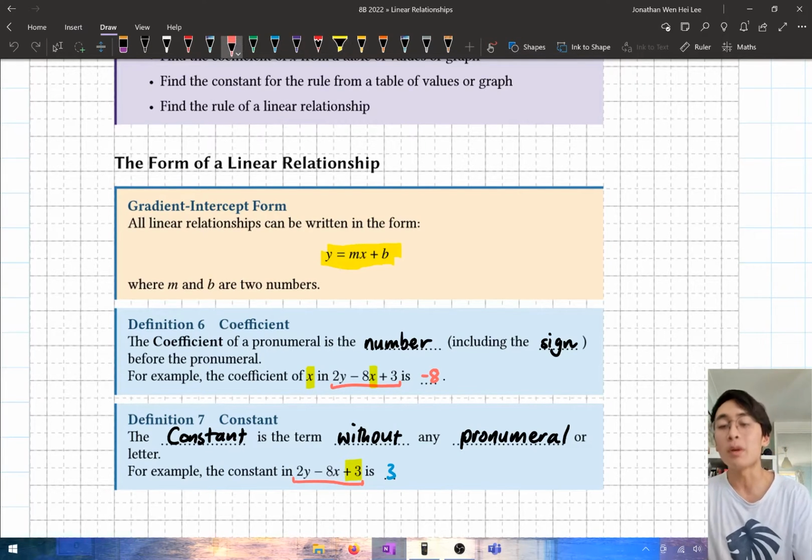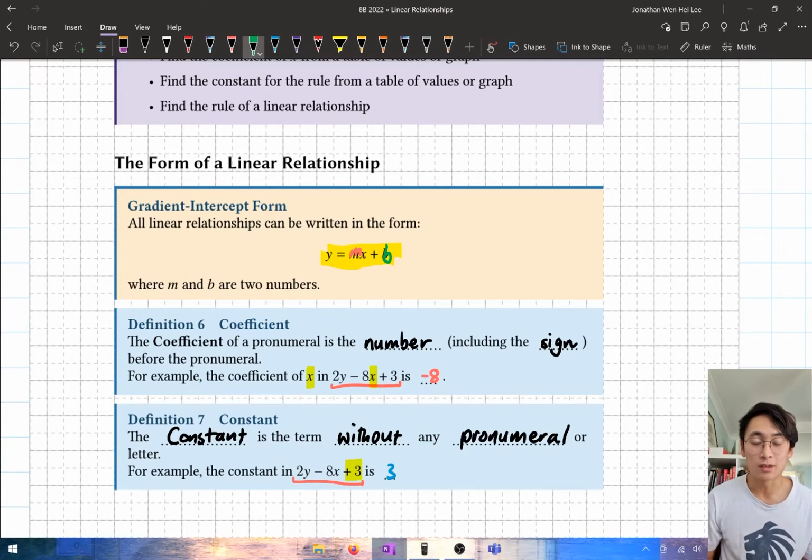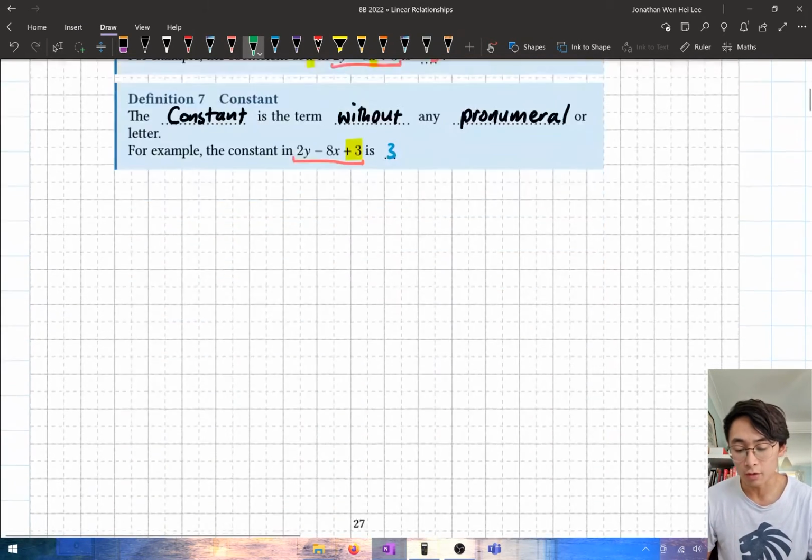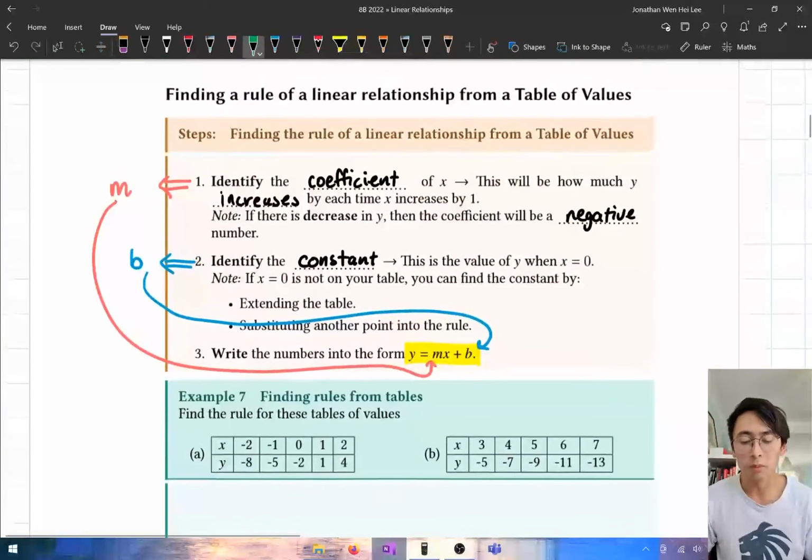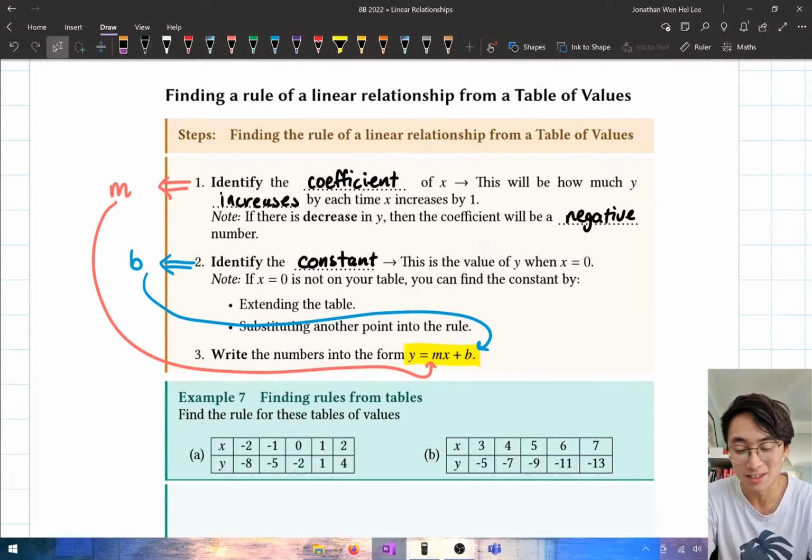In particular, what we need to find is two numbers. We need to find m, this number here, and b, the number at the end. The way that we did this was by finding this coefficient and the constant. So here, these are the steps that we copied down last lesson. If you haven't gotten this copied down or you're in your booklet, please do that for me. But what we did last lesson was we went through to find the coefficient of x, m. The m number is how much y increases each time we go across in the table.